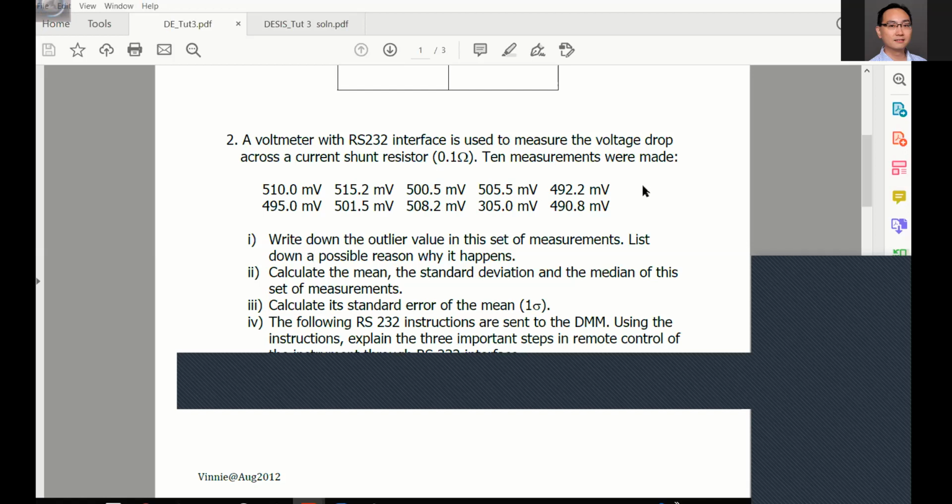Okay, so then calculate and write down the outlier value. Can any of you spot the value? Which one is the outlier? Outlier means the value that is very far away from the general nominal value. You know what I mean? I think you all can spot it, right? One of them is an outlier.